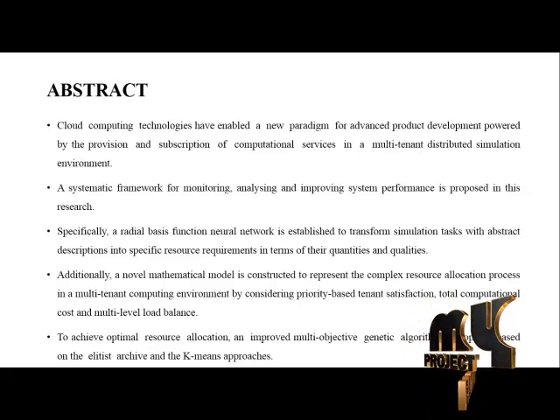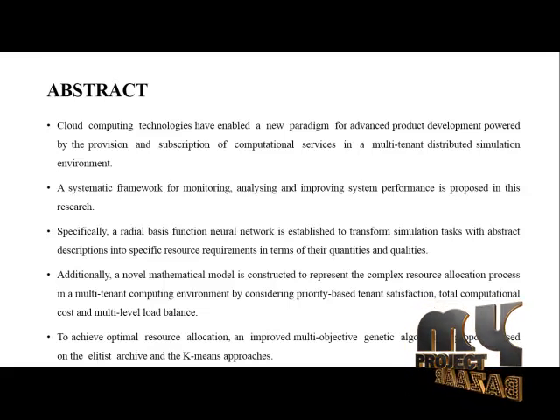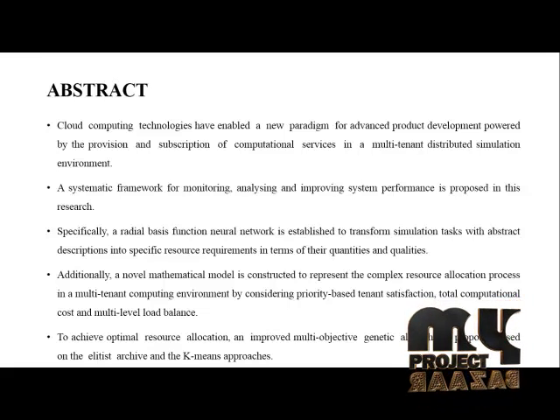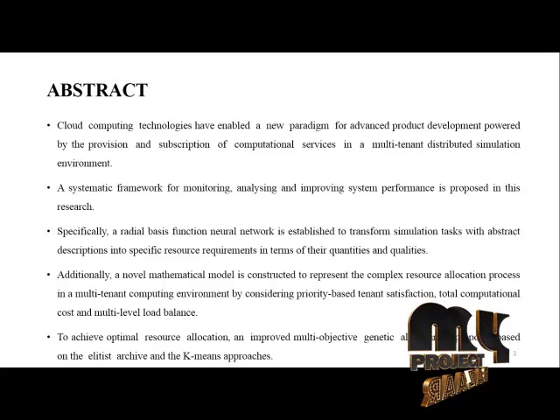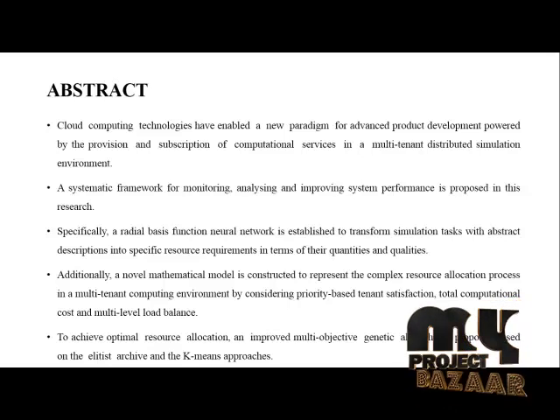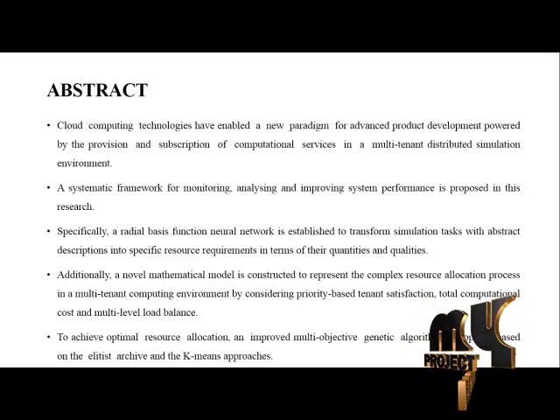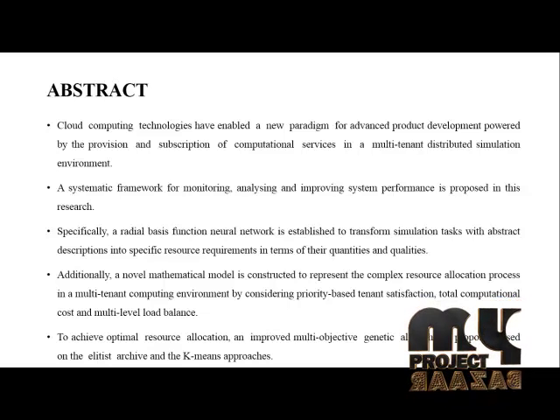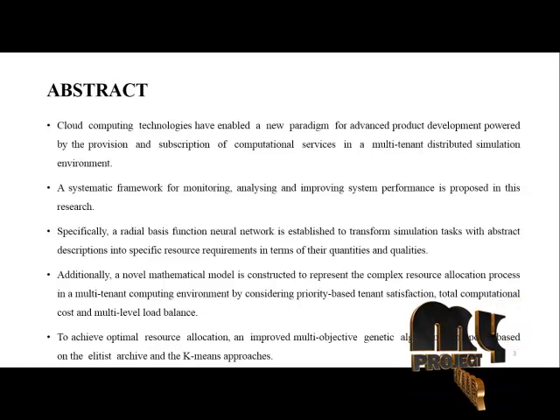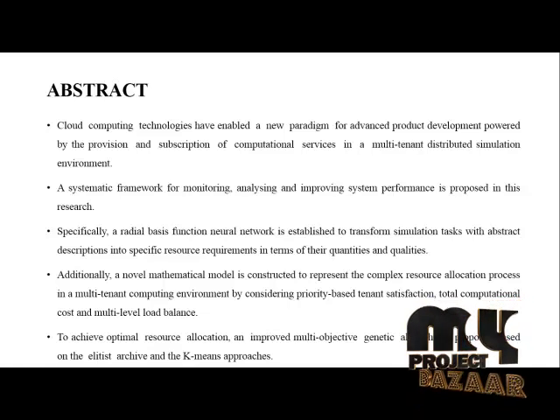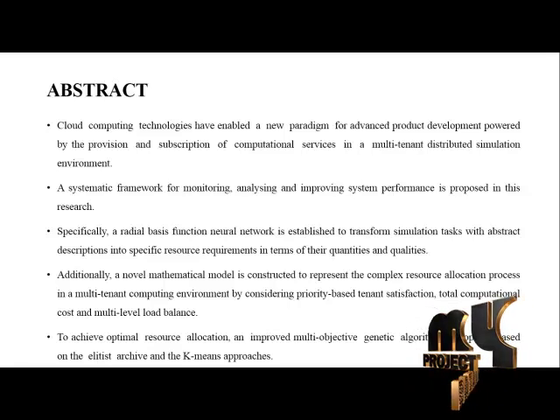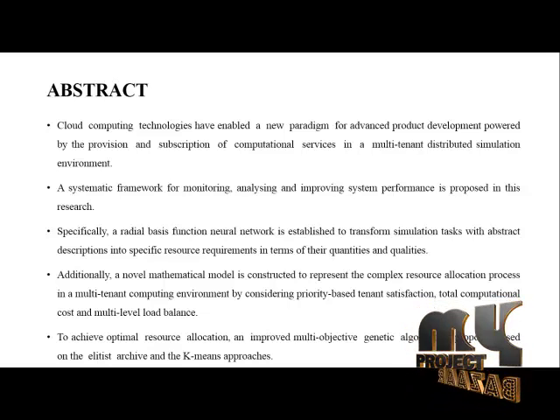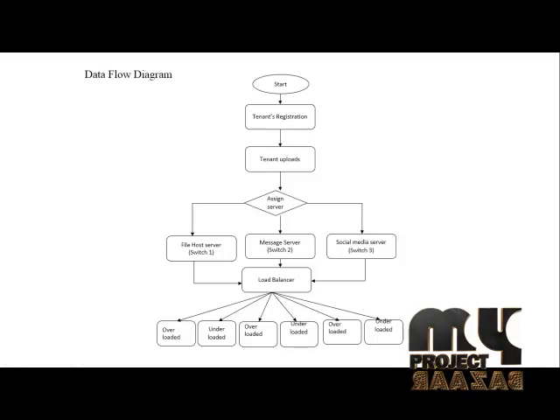Additionally, a novel mathematical model is constructed to represent the complex resource allocation process in a multi-tenant computational environment by considering priority-based tenant satisfaction, total computational cost and multi-level load balance. To achieve optimal resource allocation, an improved multi-objective genetic algorithm is proposed based on the least-active and the K-means approaches. And this is our project data flow diagram.